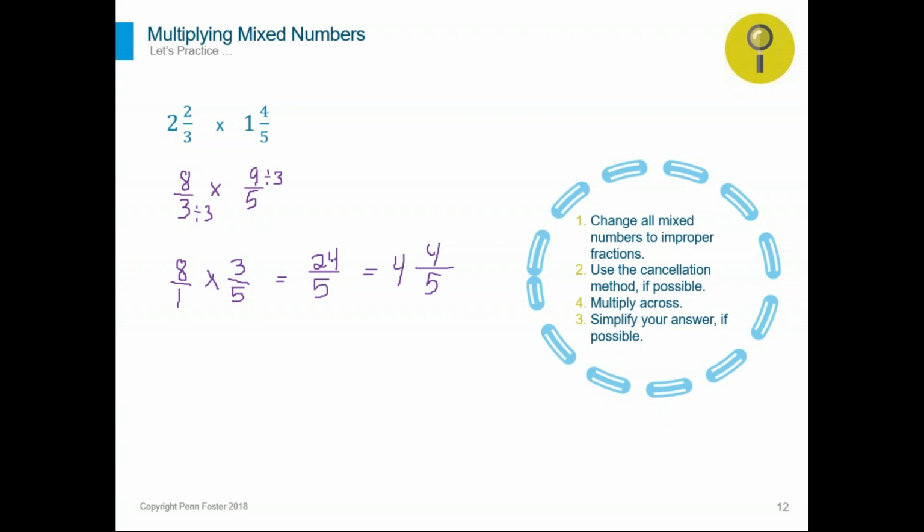How many times does 5 go into 24? 4 times. Keep the 5 the same. Multiply 4 times 5 is 20. Subtract 24 minus 20, the product. That will give you the remainder 4.